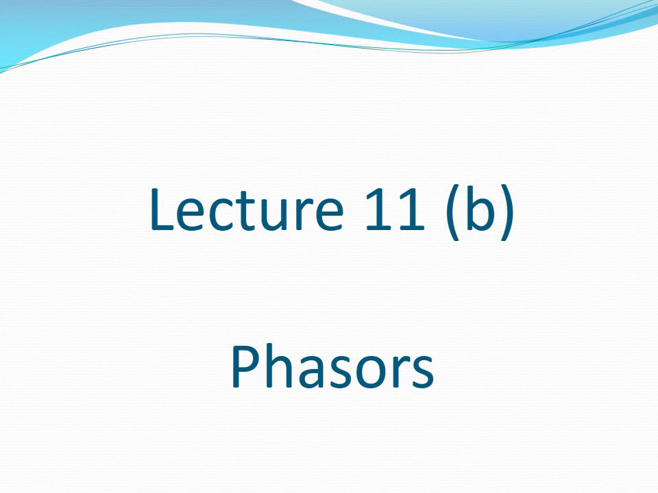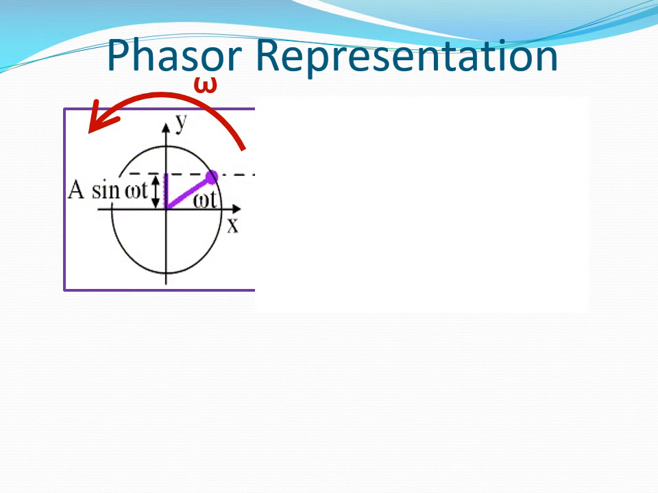In the second leg of lecture 11, we want to look at phasors. Let us consider a rotating vector of magnitude A rotating at angular speed omega. If the vector was horizontal at time 0, then the angle that it makes with the horizontal axis at any other time is omega t. The vertical projection of the vector is A sine omega t.